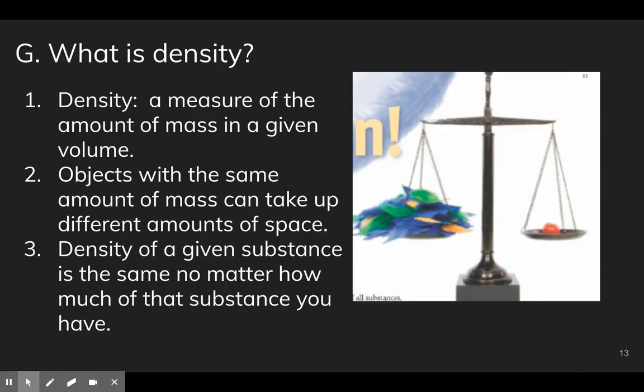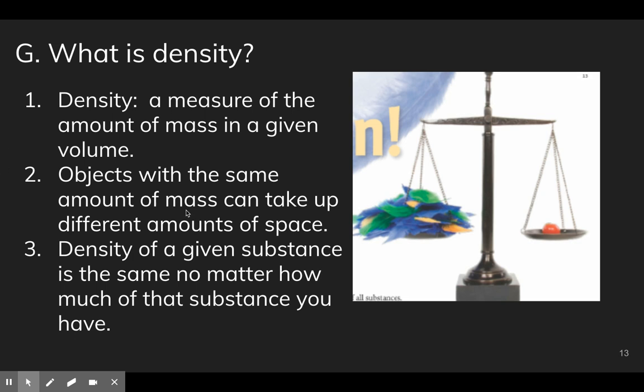Now, density. Density is a new term for us. Density is a measure of the amount of mass in a given volume. So it's how much stuff is in a certain amount of space. For example, when we look back to our ping pong ball and our golf ball that have roughly the same volume but different masses, we're looking at how much matter, how much stuff is in each of those. They're going to have very different densities.